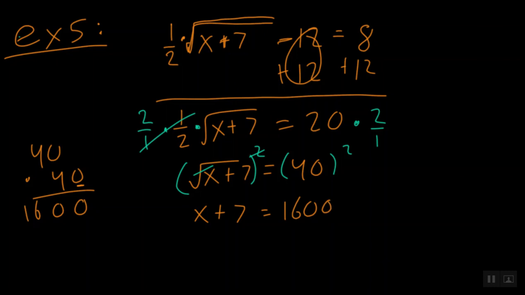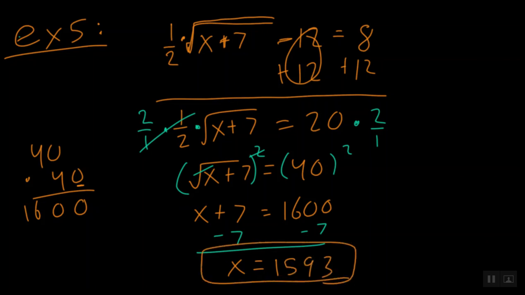And in order to get rid of that plus 7, I can do minus 7, and we have this. X is equal to 1,593.